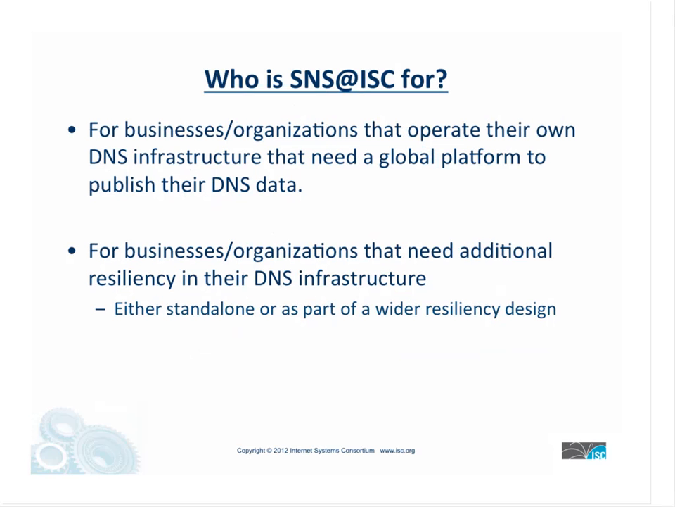Here's one example. We have a customer that operated redundant DNS servers in 2 regions of the US, but had a global customer base, so wanted to have servers serving their zones worldwide closer to their customers. Now, they could have built their own infrastructure, getting co-location at various points around the globe, buying servers and network connectivity, and run the servers themselves. Instead, they purchased SNS at ISC service and instantly had their DNS data replicated at over 14 locations worldwide.